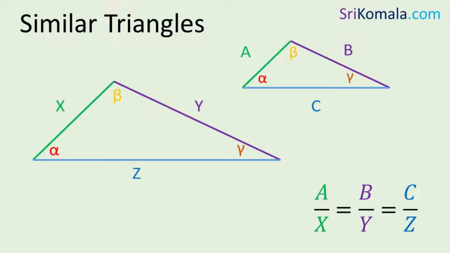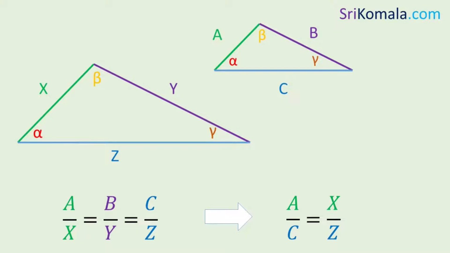Side A in the smaller triangle corresponds to side X in the bigger triangle. Side B corresponds to side Y, and side C corresponds to side Z. As you can see from the first equation, the ratio of side A and side X is equal to the ratio of side B and side Y, and is equal to the ratio of side C and side Z.